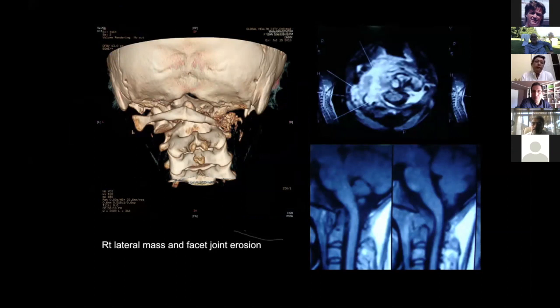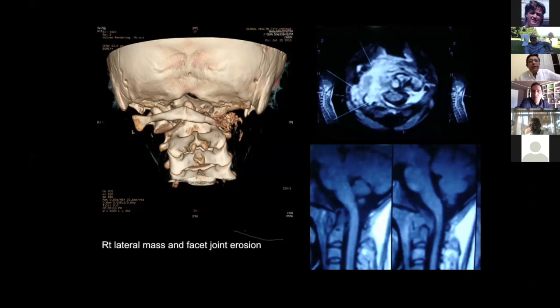Now, you can see on the right side, the lateral mass of C1 is absolutely not there, eroded completely. And on the left side, you can see that C1 is subluxating on C2. Occiput is okay. And the MRI shows the classical granulation tissue.